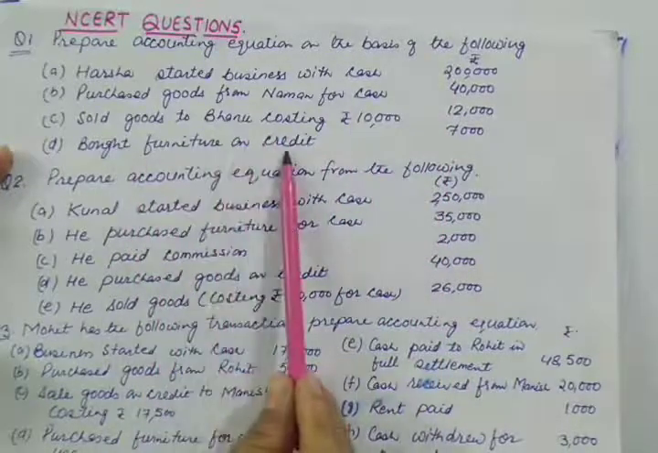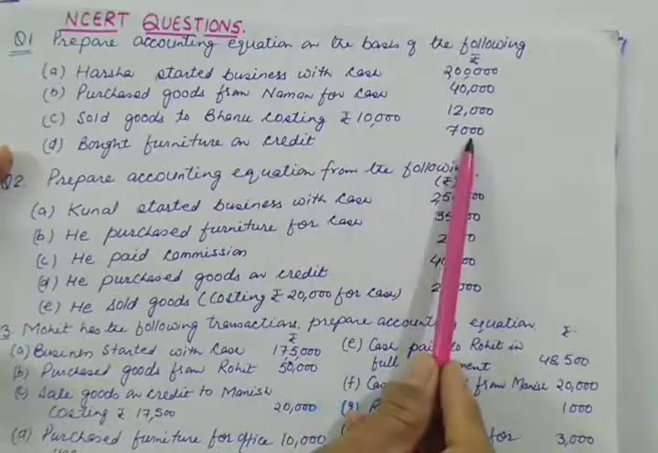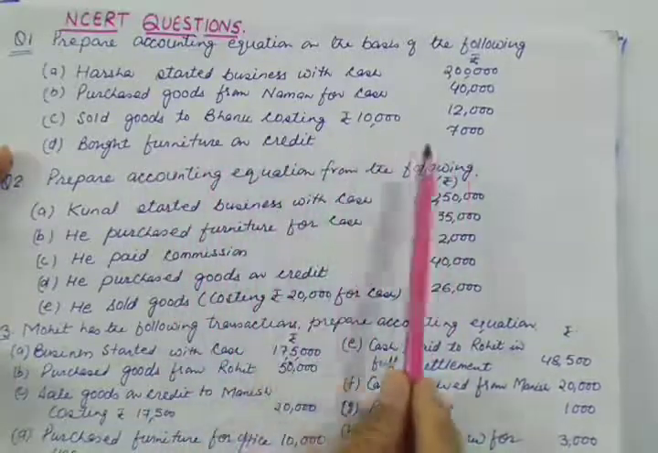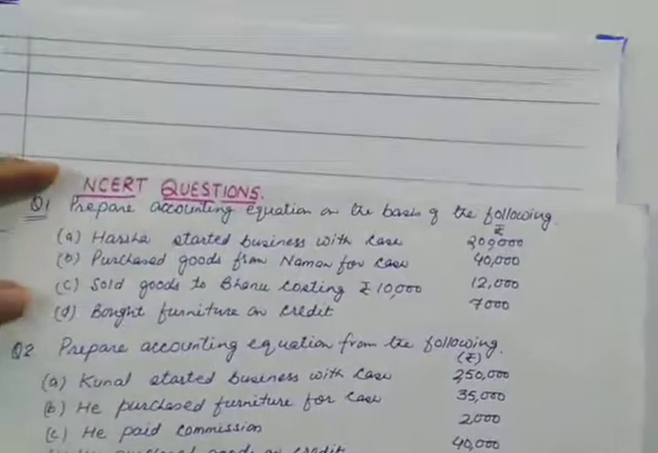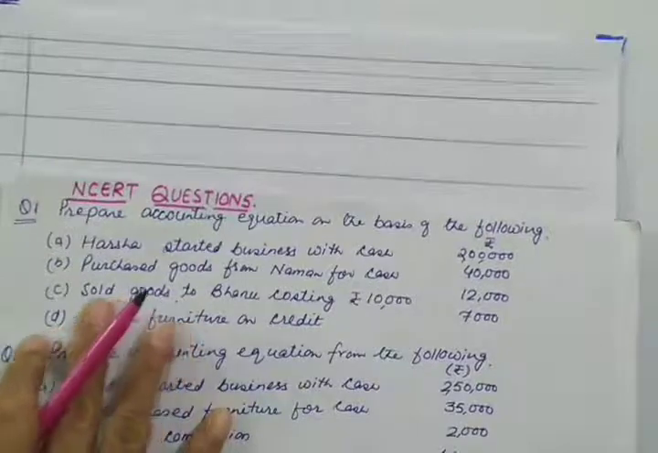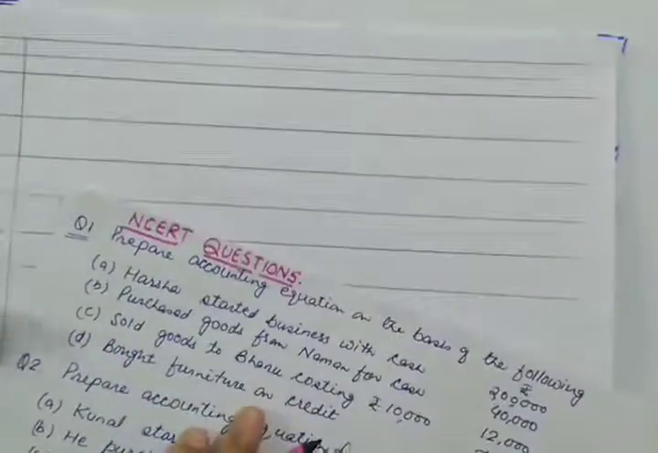Bought furniture on credit, rupees 7,000. So this is also your credit transaction. So let us start. I have already made this format for you just to save the time. I am keeping this question here for your reference.